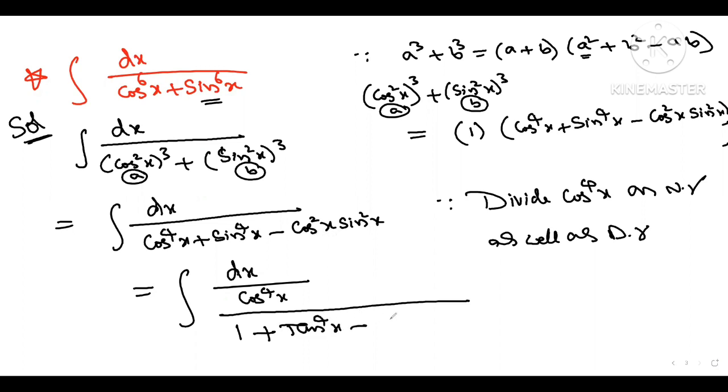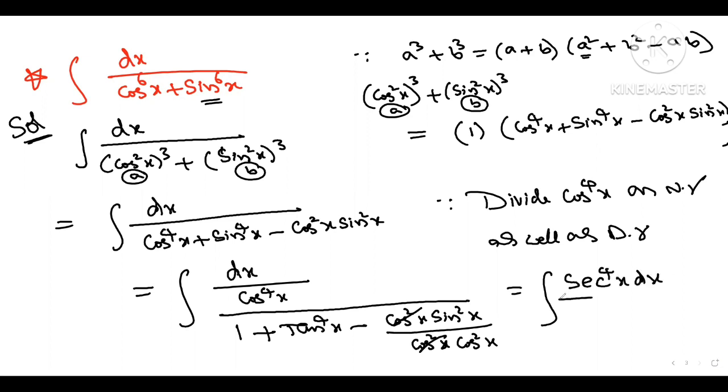Cos square x sin square x by cos to the power 4. Cos to the power 4 means cos square x into cos square x. Here cos square x cancels. What we get here? Integral 1 by cos to the power 4 is nothing but sec to the power 4x dx by 1 plus tan to the power 4x. So sin square by cos square, we get tan square x.